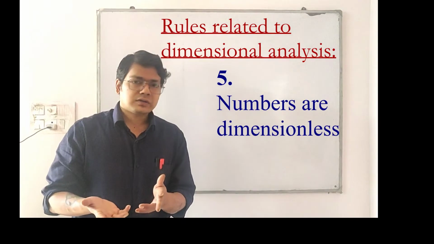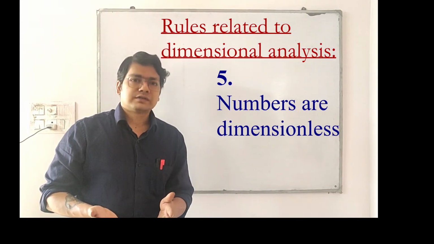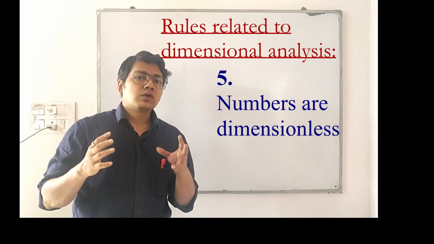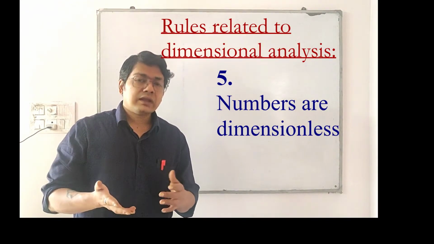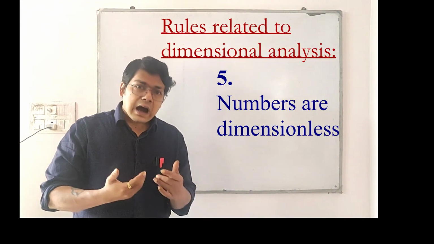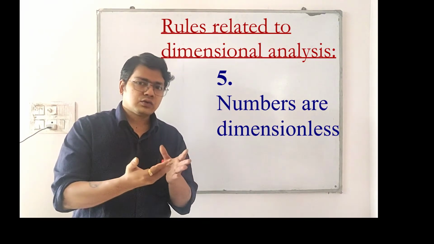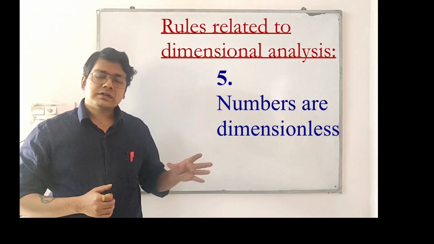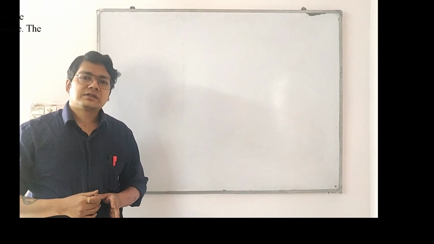The fifth rule: numbers are dimensionless. Numbers are not associated with any units or with any physical quantities. They do not have any meaning in physics unless they are multiplied with some kind of unit. So numbers in themselves are dimensionless.